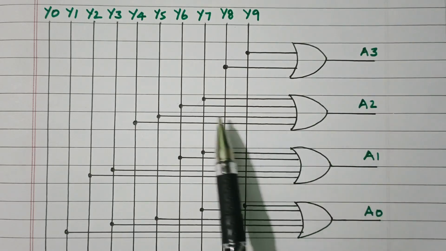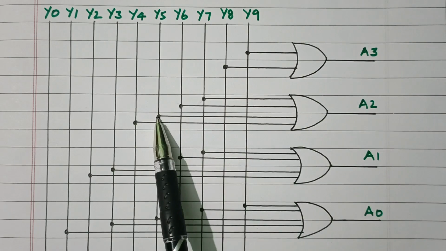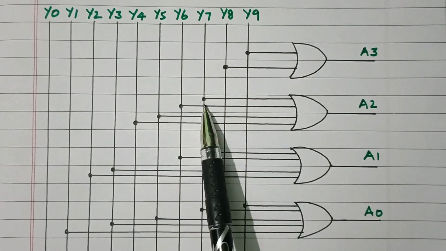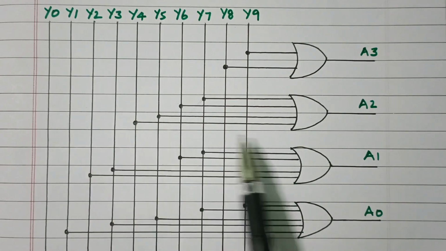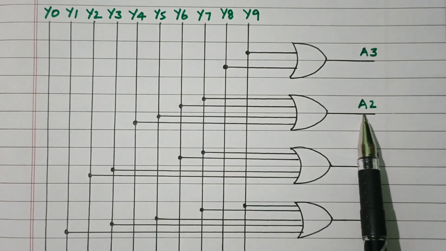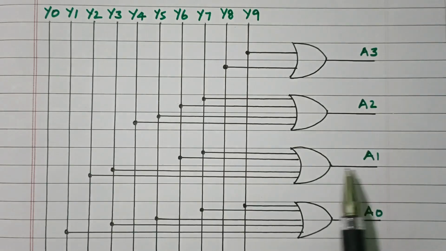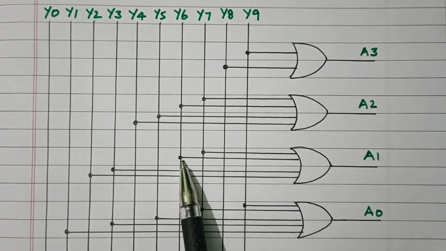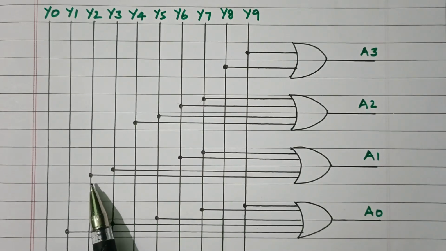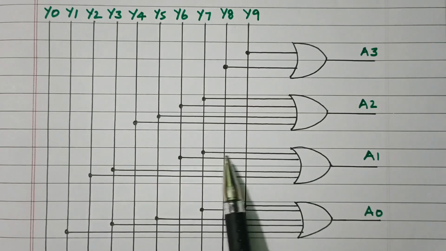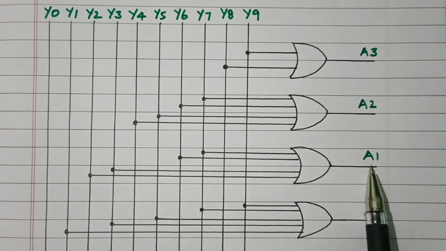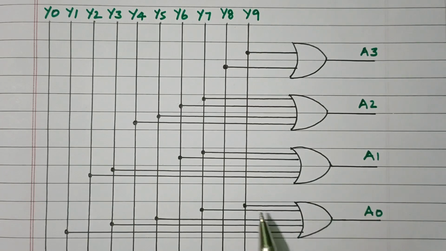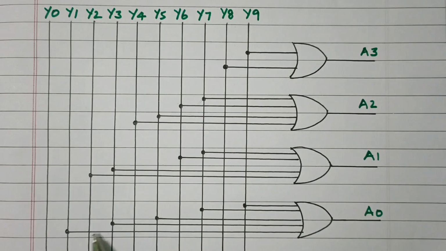For A2 what we need is Y7, Y6, Y5 and Y4. These 4 terminals are connected. Other terminals are not connected. So we'll get the output A2. For A1 it is Y7, Y6, then Y3, Y2. Right? 2, 3, 6, 7 inputs are connected, so that we will get A1. For A0 alternatively, Y9, Y7, Y5, Y3 and Y1. These are all the inputs connected, so that we will get the A0 output.